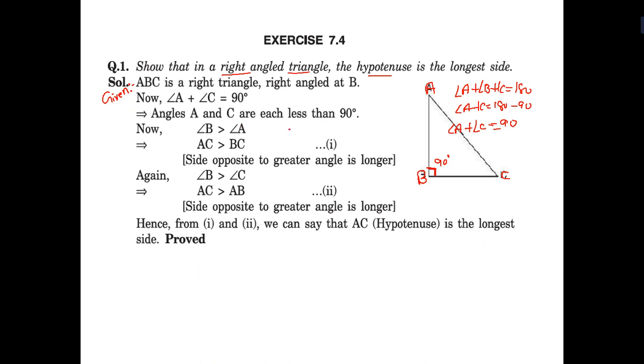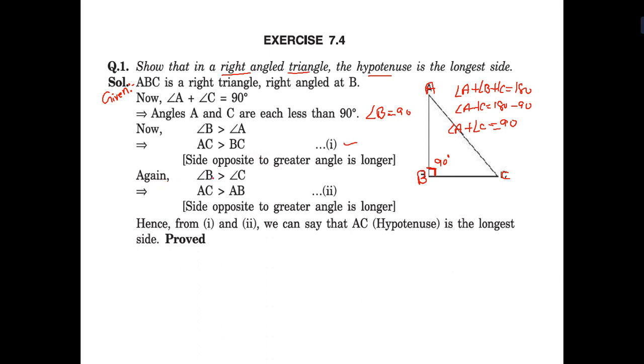Now A and C are less than 90. So we can say that angle B is greater than angle A, because angle B is 90 degrees. So B is greater than A. Now angle B opposite side is AC. So AC is greater than BC. That is first. Which criteria are we using? Side opposite to greater angle is longer. So AC is greater than BC.